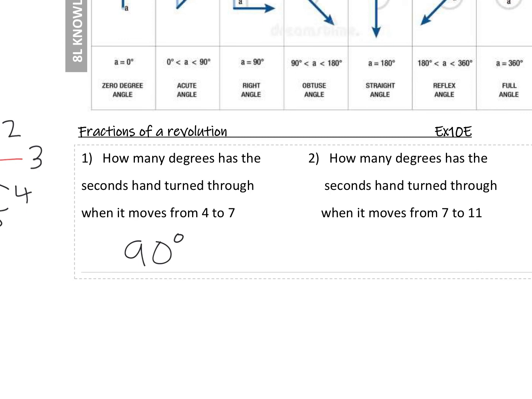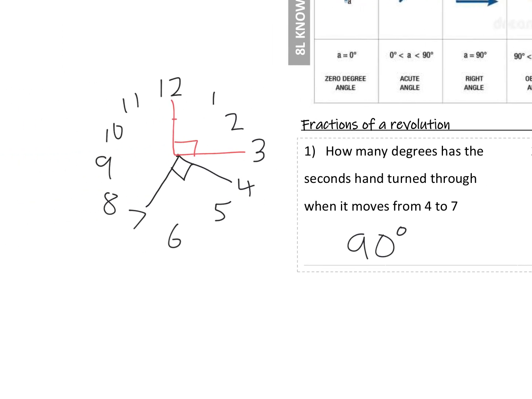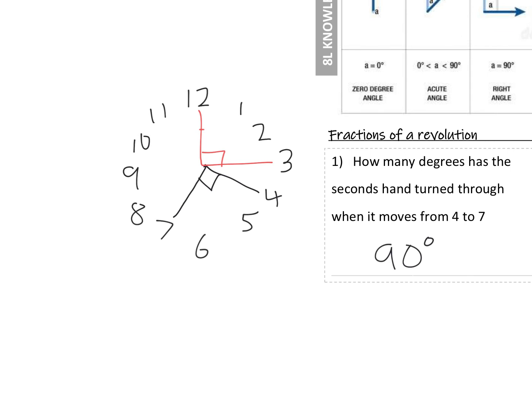How many degrees has the seconds hand turned through when it moves from 7 to 11? Well, if we go from 7, which is here, through to 11, notice it goes 1, 2, 3, 4 numbers. The angle is bigger than a right angle. So it would be useful to know what size of an angle is just simply 1. Or if you go through 1 hour, what is that angle?